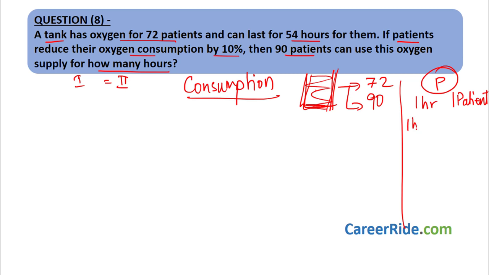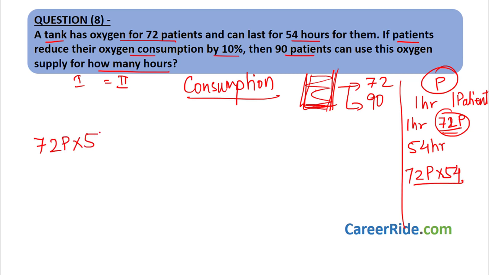So in 1 hour 72 patients will breathe how much? 72 P, right? Pretty easy. 1 hour, one patient, P amount of oxygen. 1 hour, 72 patients will breathe 72 P amount of oxygen. Now, in 54 hours, how much oxygen will be taken in by 72 patients? 72 P into 54.